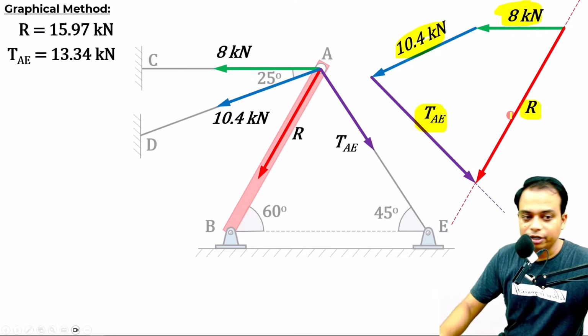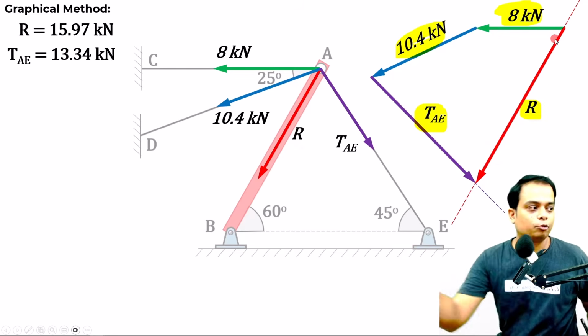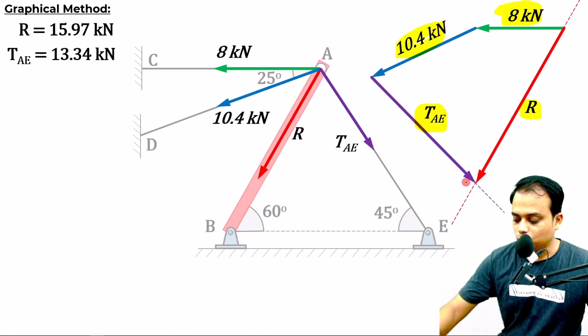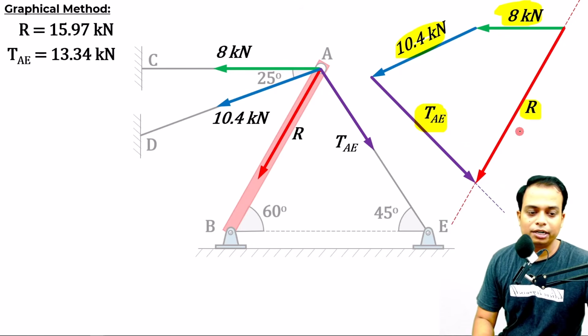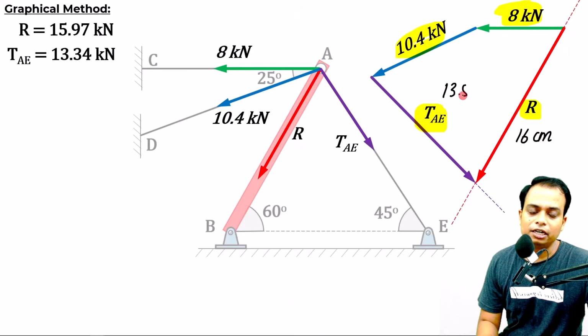However, now what you need to do is keep your ruler over here, the physical ruler, I'm talking about. Keep your scale along this line R, do the measurement. I'm sure you are going to get the value as very close to 16 centimeters. Secondly, do the measurement for TAE. It is going to be equal to 13.5 or 13.4 centimeters.